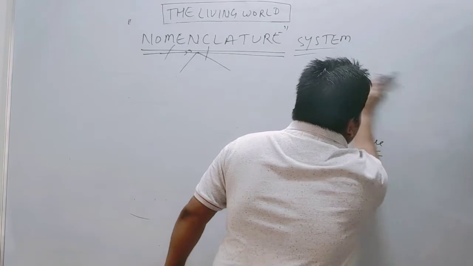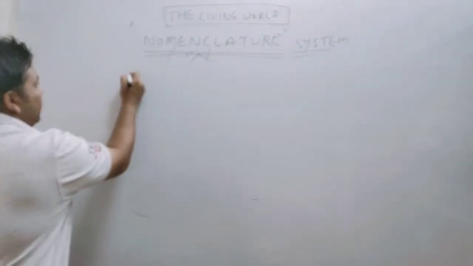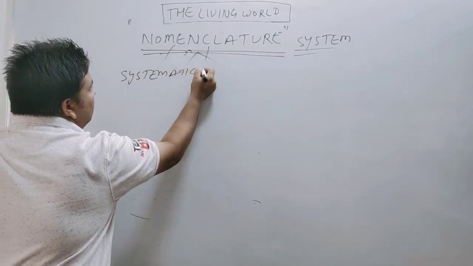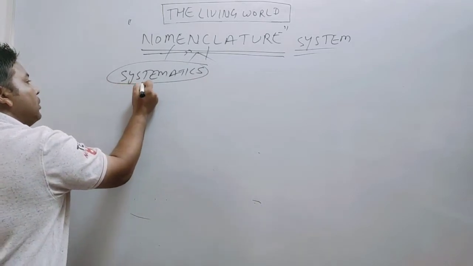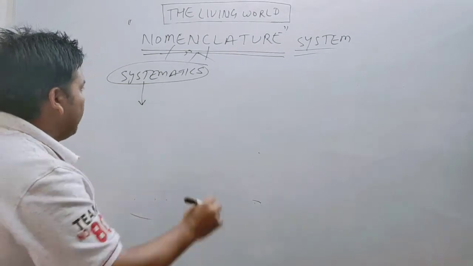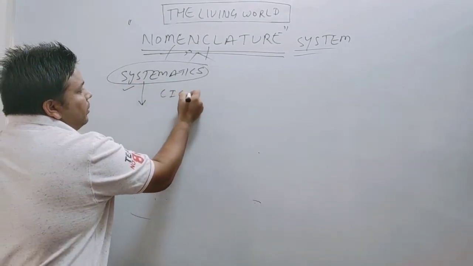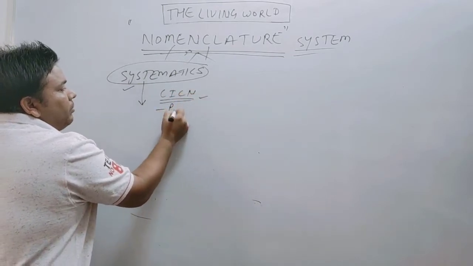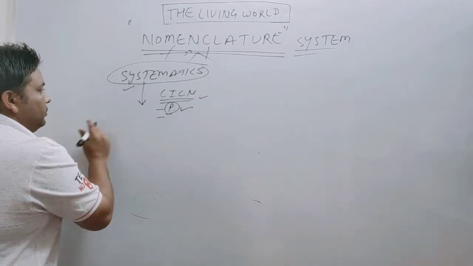Now if we go deep down in the systematics, so what is the meaning of systematics then? We have already done this. We will use the shortcut trick session along with the phylogenetic relationship, evolutionary history. Okay.